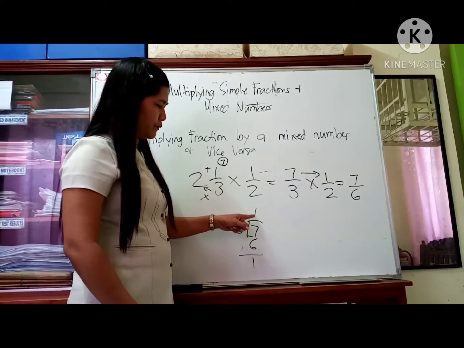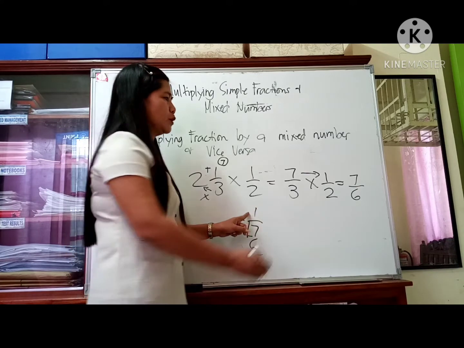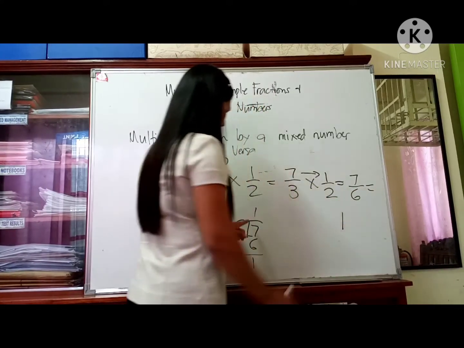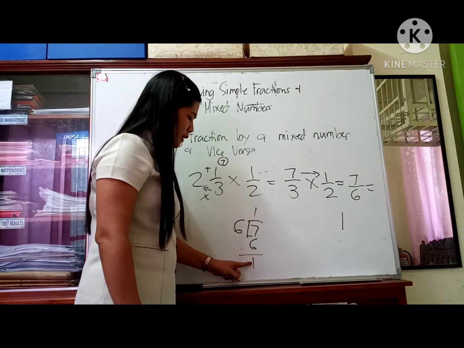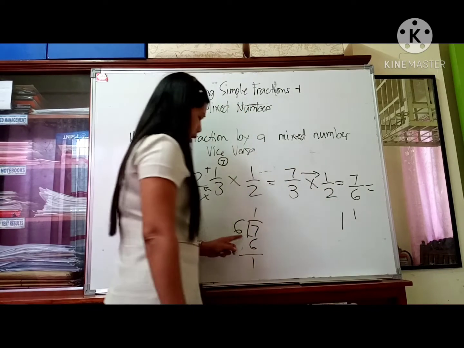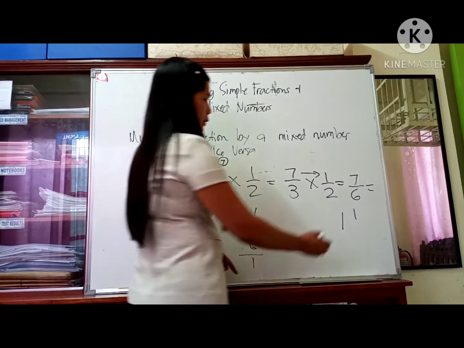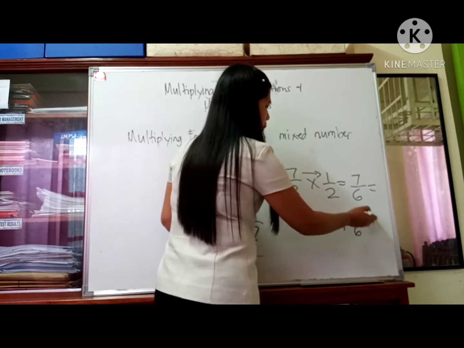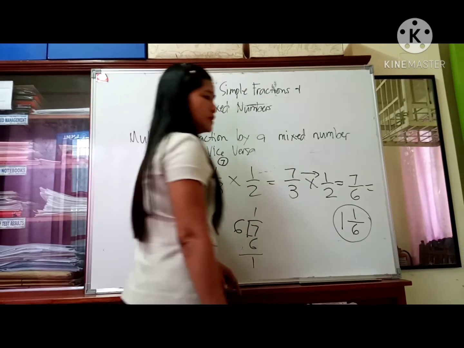So we have 1 as the whole number. So that will be 1. And then the remainder will be your numerator. And then the divisor will be your denominator. So the final answer will be 1 and 1/6.